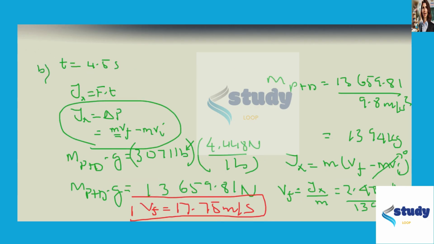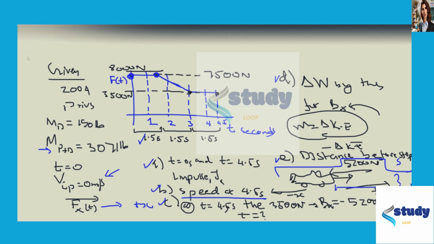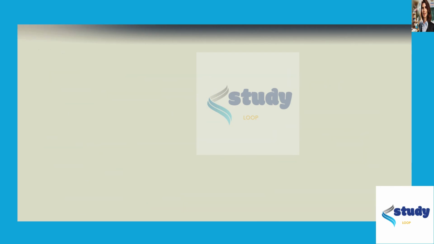Now we're going to shift our attention to part C. So going back, we see that in part C, they say at 4.5 seconds, the 3,500 newton force is replaced by a braking force of negative 5,200. So that's a negative impulse. So we're saying the negative impulse is the braking force times the braking time.